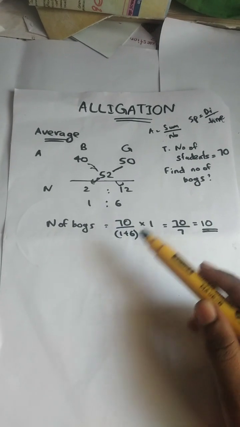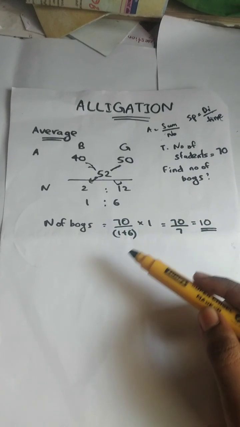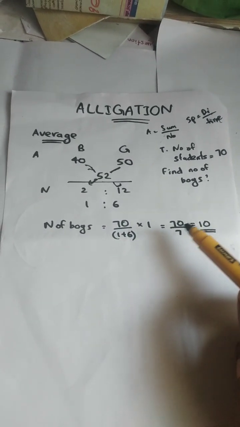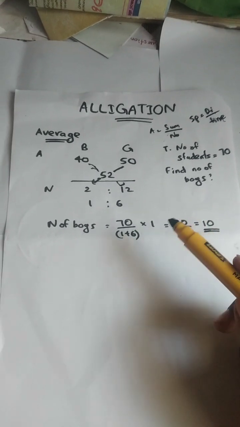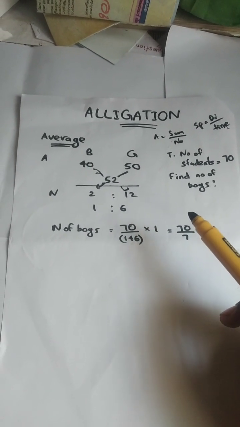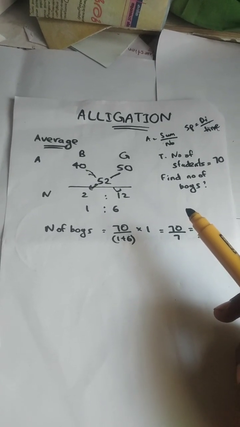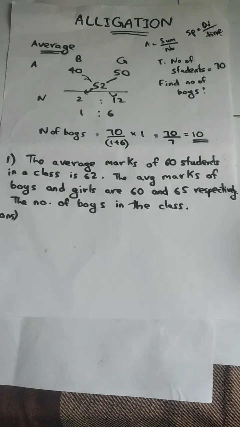And if you are asked to find the number of girls, you can either do it by this method or just subtract the number of boys from the total number of students. So 70 minus 10 would be 60. So 60 would be the number of girls. So we can move on to another problem.